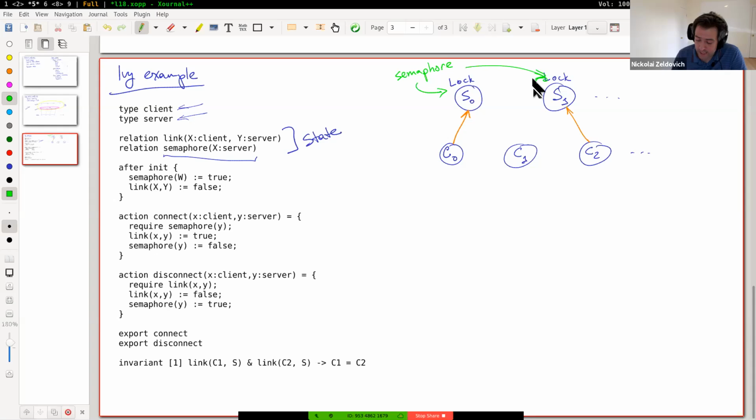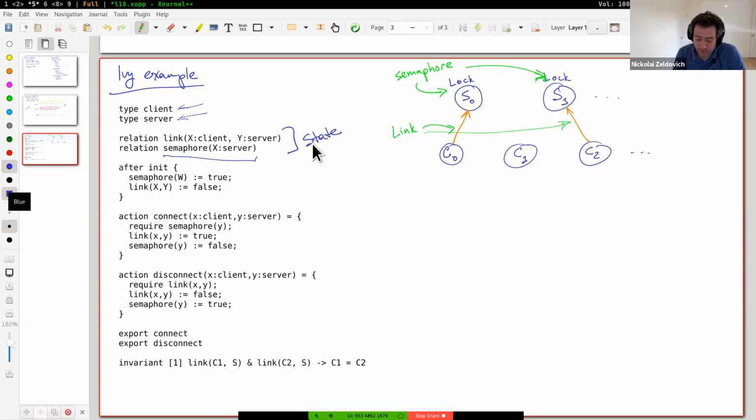And then we have this link relation, and the link relation is just describing these orange arrows. So if the link relation between a client and a server holds, well, it means that that guy is currently holding a lock. And like here's another link relation. And there's no link relation for the C1 guy. So that's just the terminology they chose to describe their state of the system. And it's totally described by these two relations, the semaphore and the link.